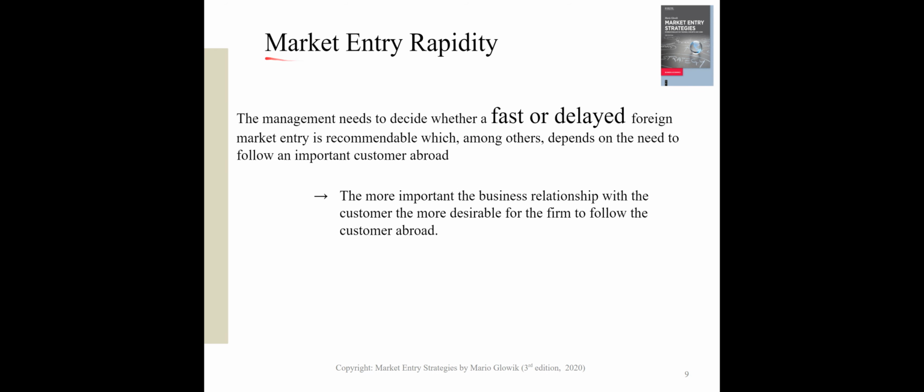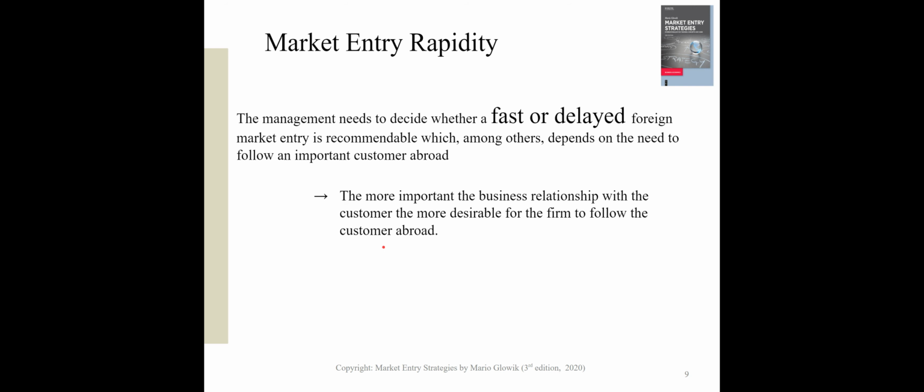Another category, the second category discussed here, deals with the market entry rapidity. That means here the question is whether we should enter that market fast or rather delayed. And the answer to that question is influenced, among others, by, for example, how important our current business relationship with an important customer is. That is also known as the follow the customer phenomenon.